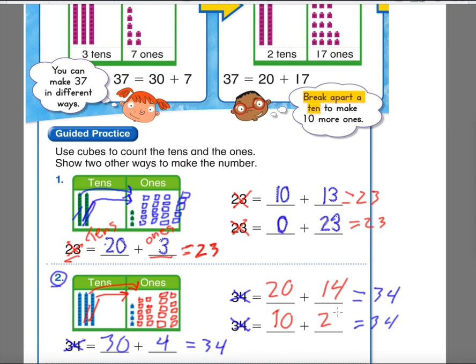And the great thing about making the picture is that you can double check your work. If you're not sure if you did it right, you can go back and double check and count every single ones cube, okay?